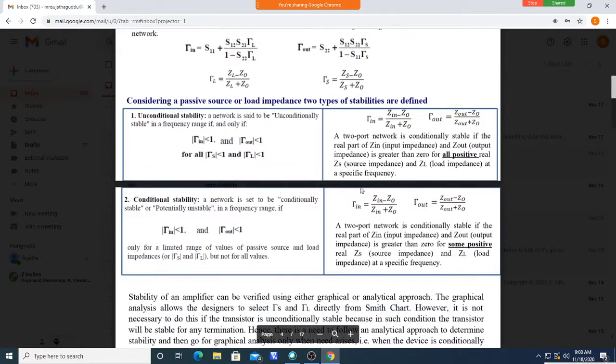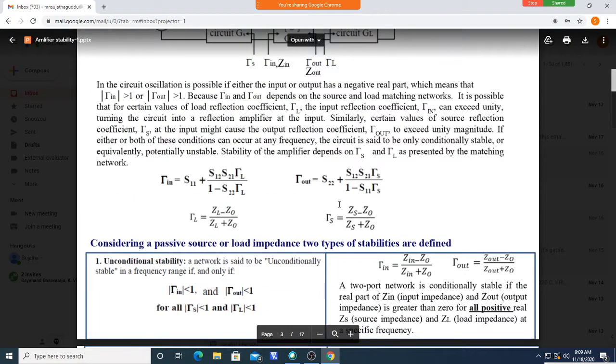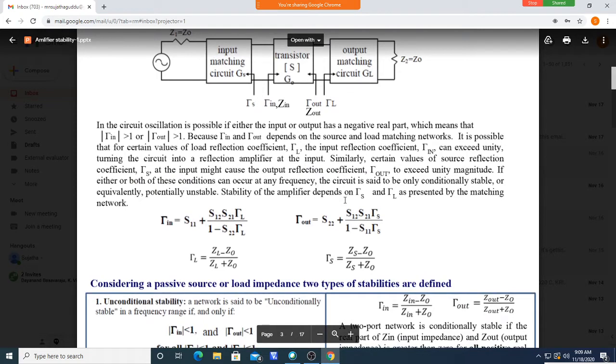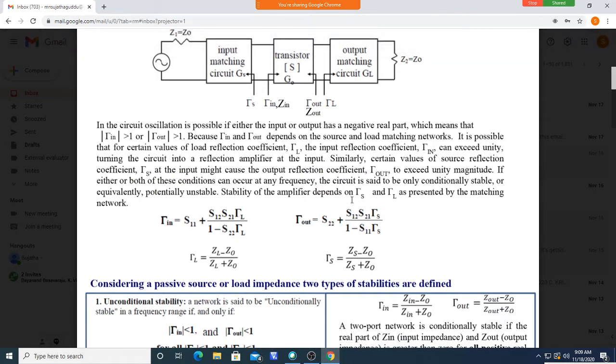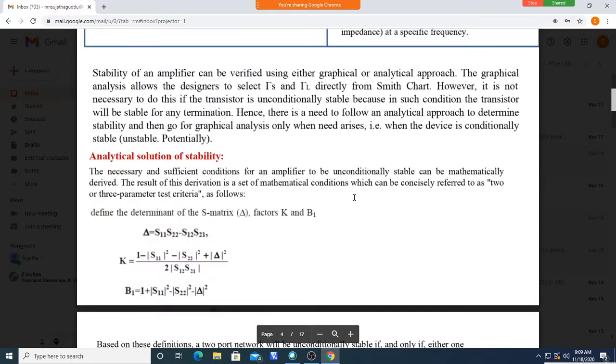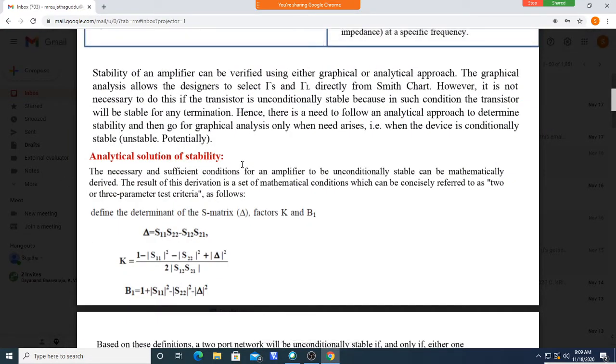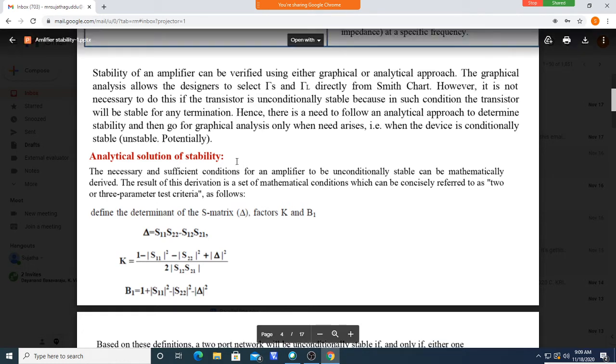Okay, you see here, the stability of the amplifier you can check using two methods: a graphical method and an analytical method. There are two methods, graphical or analytical solution. First we will see the analytical solution of stability.